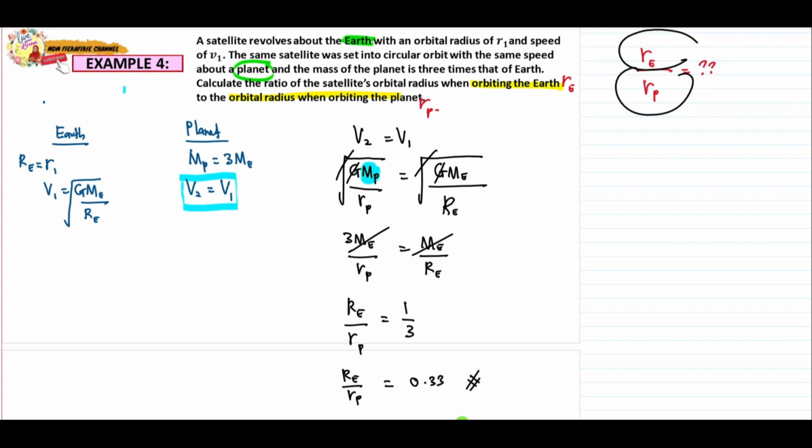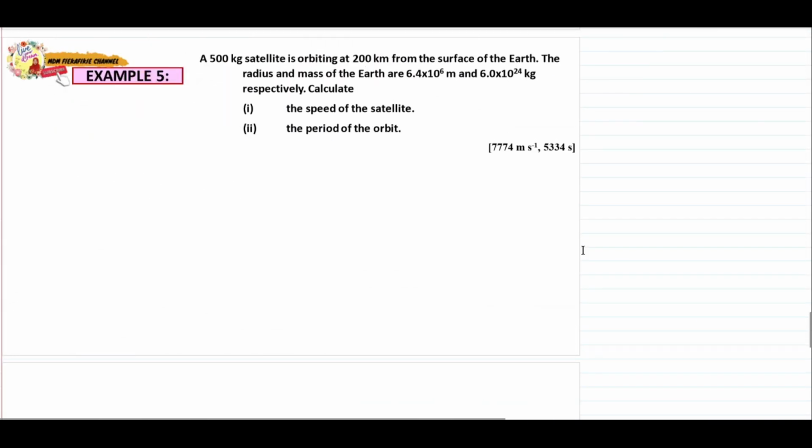Alright, so we have finished example number 4. Okay guys, the last one, example number 5. Here we have a satellite, which is 500 kg, orbiting at 200 kilometers from the surface of the Earth. From the surface means that this is H, which is equal to 200 kilo, kilo is power of 3, meters. Read the question carefully. And calculate the speed of the satellite.